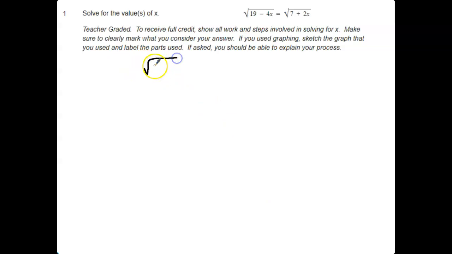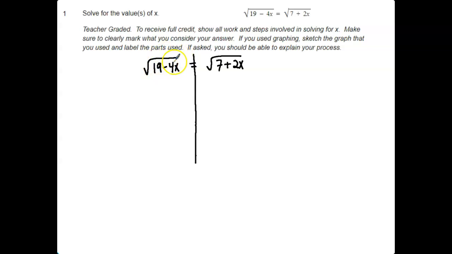So I have the square root of 19 minus 4x, and that is set equal to the square root of 7 plus 2x. The first thing we need to do is get our radical isolated, whether that's on the left side or the right side.